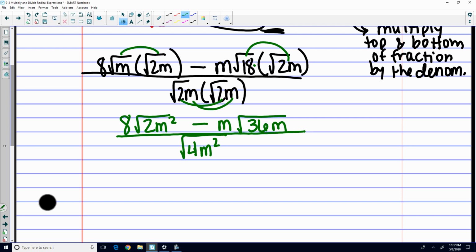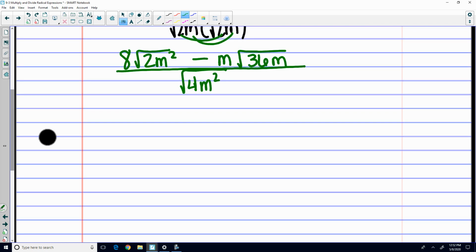So let's keep going on this one. Remember what I told you in the last problem? This applies to both problems. So let's go ahead and see how this ends up working out. Actually, maybe let's simplify the denominator first. 4m squared, 4 comes out as 2, and m squared comes out just as m. This whole thing is just equal to 2m. Awesome. Okay? 2m, no radical sign anymore because they were both perfect squares in there.